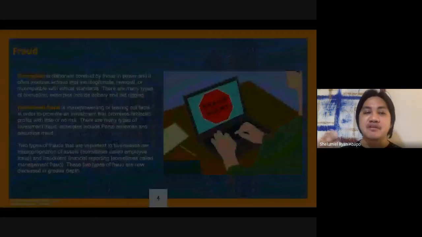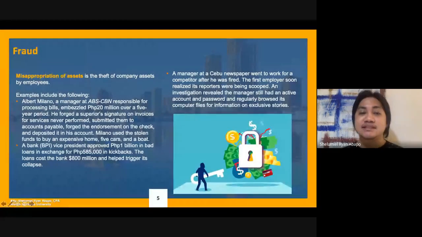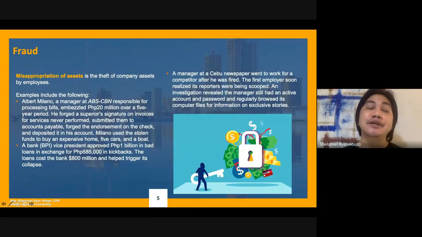So let's proceed with the next one, which is misappropriation of assets. It is the theft of company assets by employees. Ito yung personal properties which are movable that can easily be stolen and appropriated for personal gain.